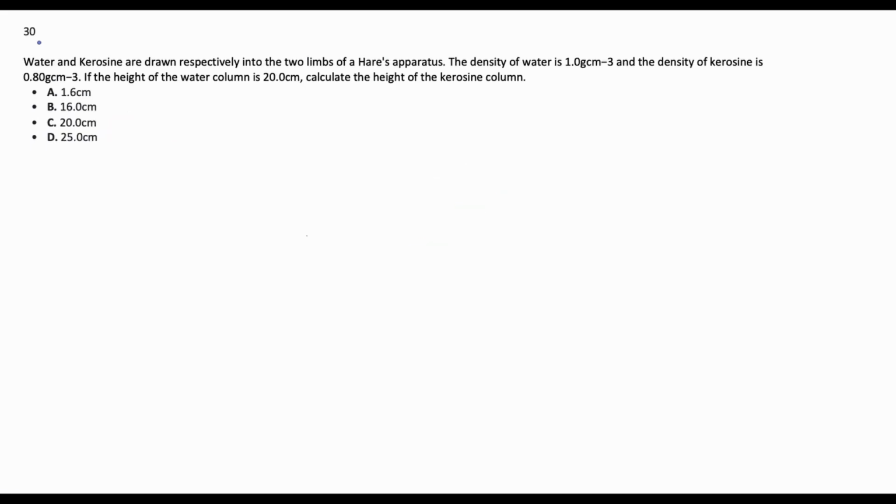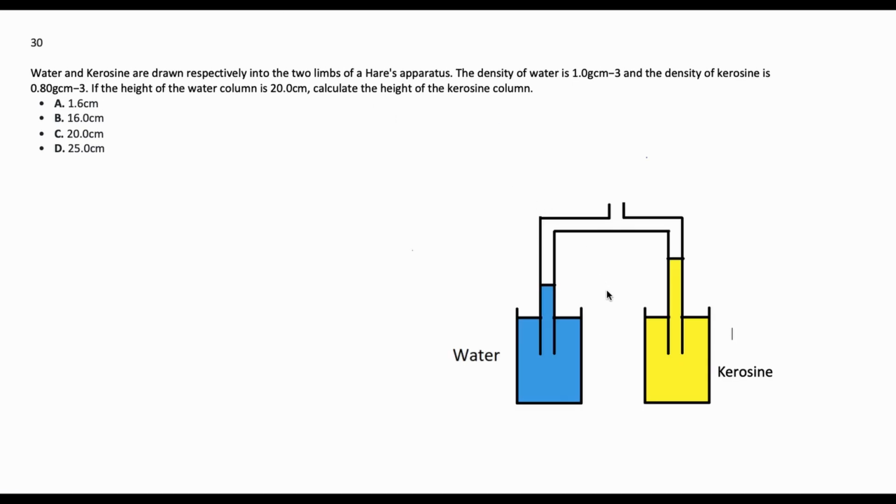Question 30 says, water and kerosene are drawn respectively into two limbs of a Hare's apparatus. The density of water is 1 gram per centimeter cubed, and the density of kerosene is 0.8 grams per centimeter cubed. If the height of the water column is 20 centimeters, calculate the height of the kerosene column. Now, Hare's apparatus is simply a device that is used for comparing the density of liquids. Now, the setup looks something like this.